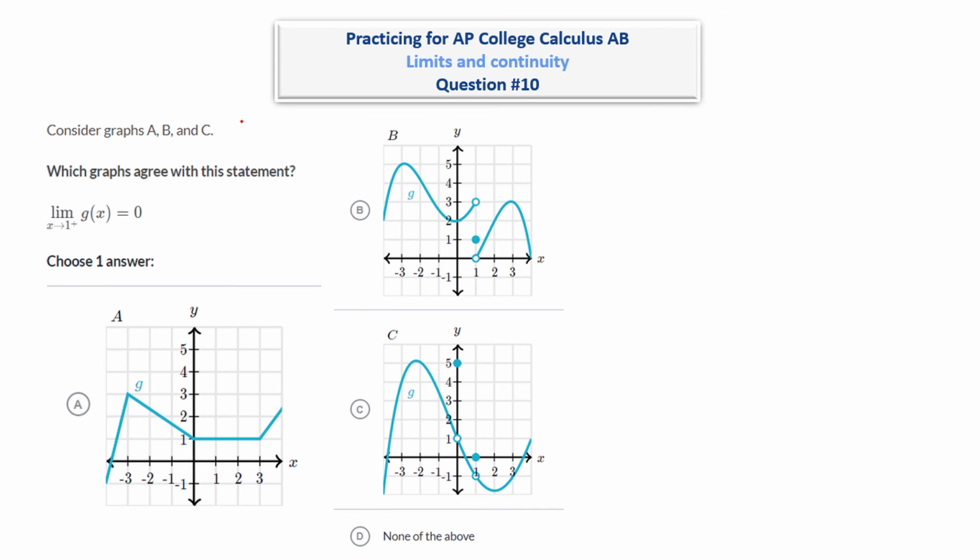Question 10. Consider graphs A, B, and C. Which graphs agree with this statement? The limit of g(x) as x approaches 1 from the right equals 0. When we look at our first graph and we approach 1 from the right, we get 1 as a value of y. For graph B, when we approach 1 from the right, we get 0. And finally, for graph C, when we approach 1 from the right, we get -1. So in this case, our only option is B.